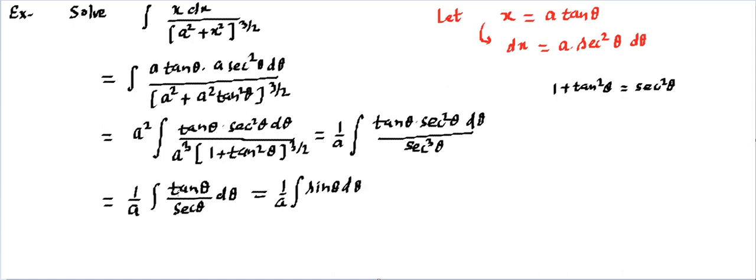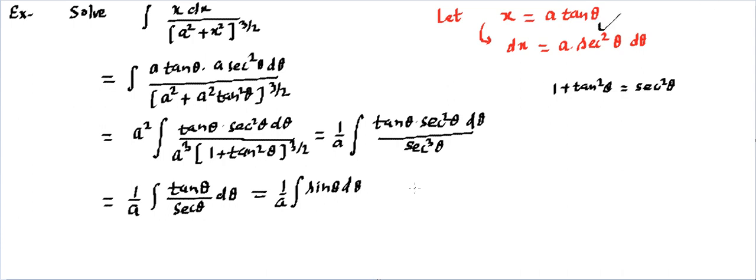I have jumped one step. You write tan theta as sin theta by cos theta, and write sec theta as 1 upon cos theta, then you will find cos theta getting settled down. It's simply sin theta d theta. Now you find this seemingly complex integration turned around to this simplest integration or standard formula, making this substitution.